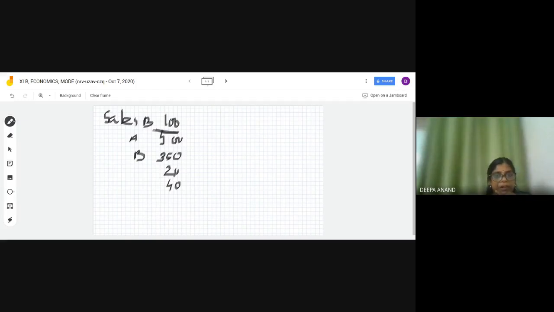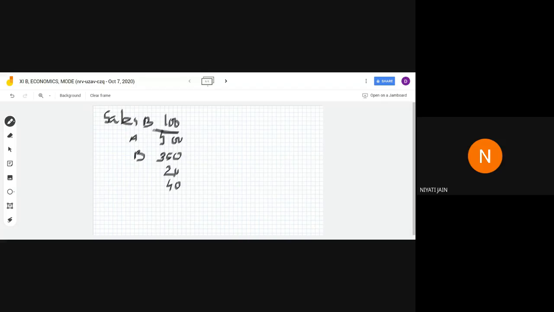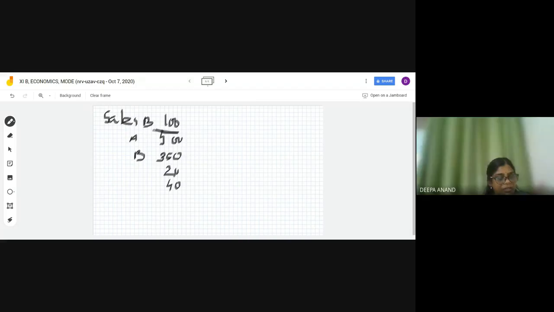Now, what do you have to find out? Nidhi, you were saying something? Yes, ma'am, about the indirect tax. Now it's clear? Yes, ma'am. Okay, find out value added by firm A and firm B. It's a good start because many things are given.